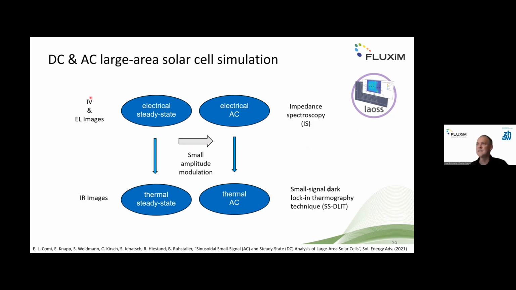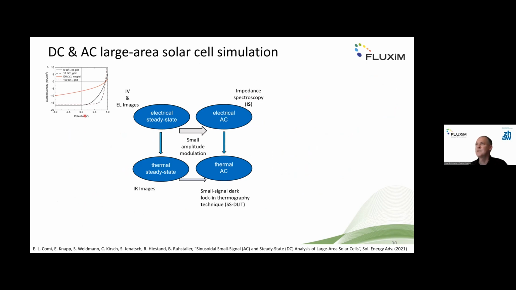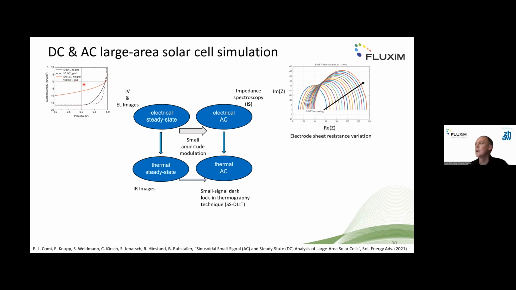I'm giving you some examples. In the steady state approach, we calculate JV curves and EL images or steady state IR images. But in the frequency domain, we can calculate impedance spectroscopy data and also lock-in thermography images. I show you here some examples. JV curves, of course, we play around with sheet resistances and adding or not adding a metal grid to the mini module.